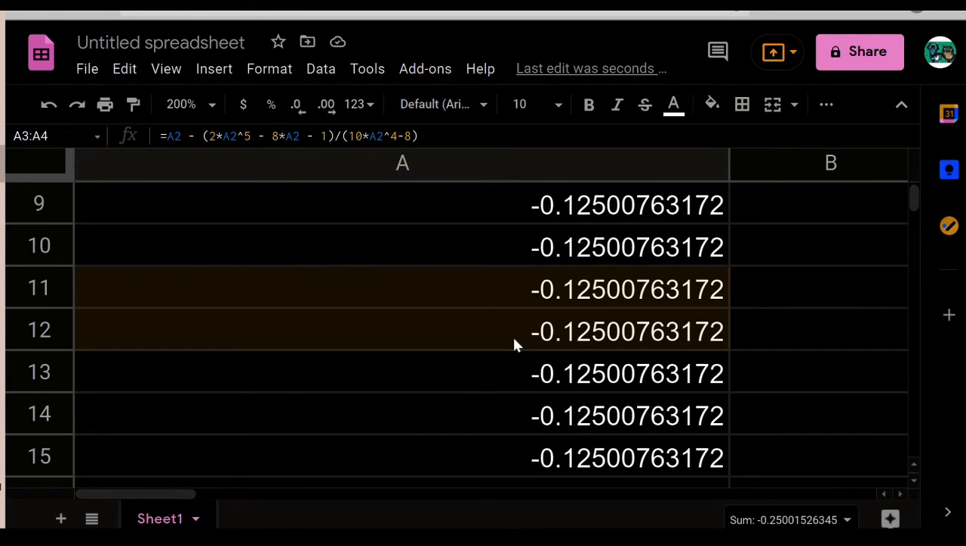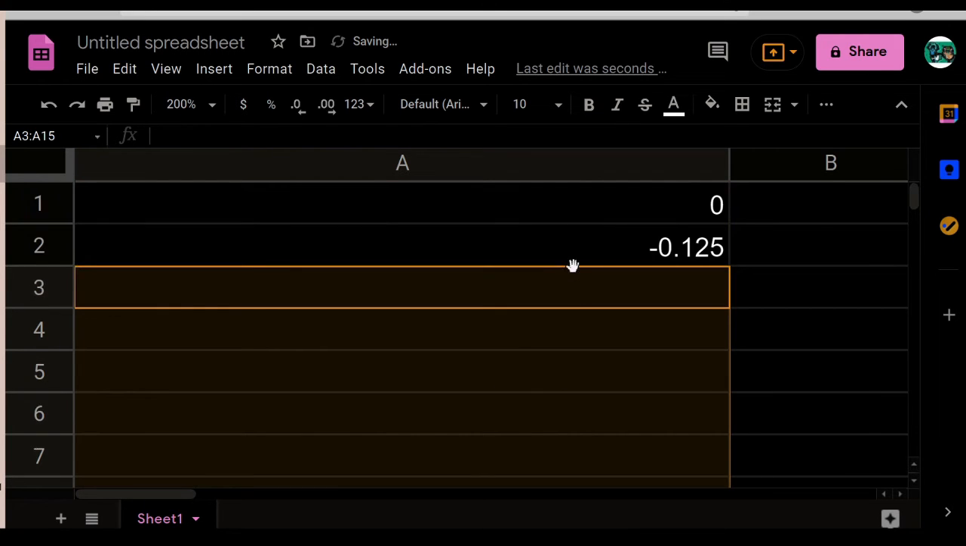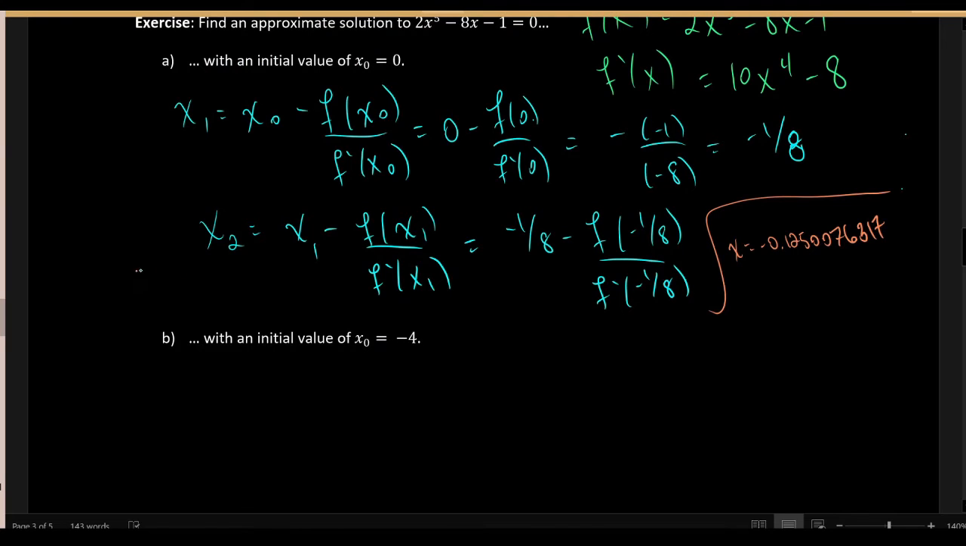It's really easy for me to forget, if I'm doing more than one of these problems, to do the autofill process again when I'm doing a different function. So I just delete those every single time. Now in part B, they say, don't change the function, don't change the equation, but just change the initial guess to x0 equals minus 4.